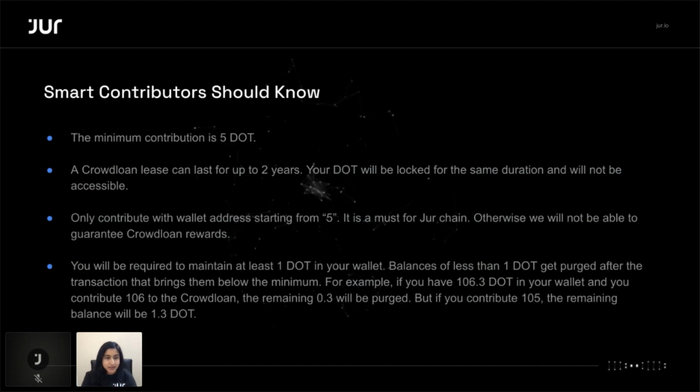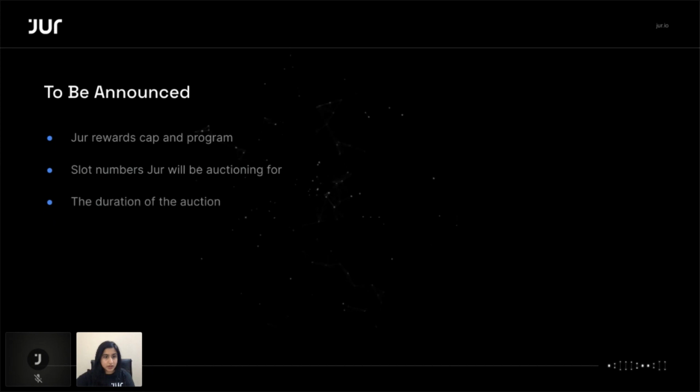Then lastly, there is a gotcha in the overall Polkadot ecosystem, and basically after the transaction has happened, if the remaining balance in your account is less than one DOT, then that balance gets purged. For example, after a transaction, if I'm left with 0.4 DOT in my account, then that balance will get lost. So always make sure that there's a minimum balance of one DOT token in your wallet at all times. And that pretty much sums up the content for the presentation today.